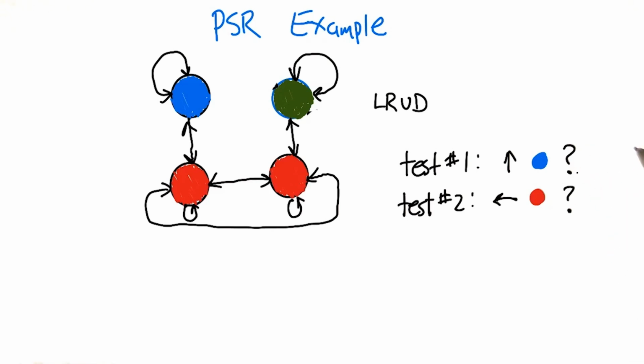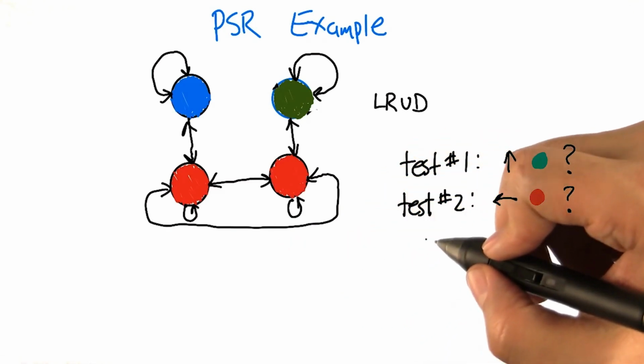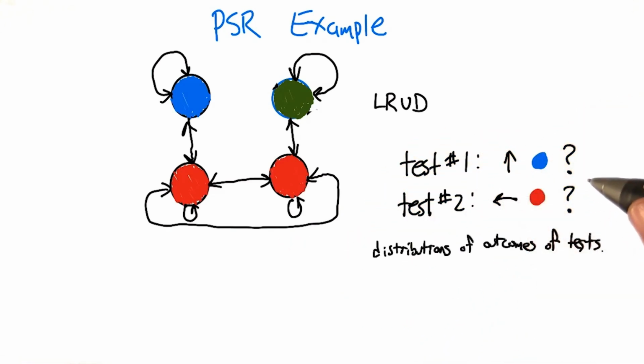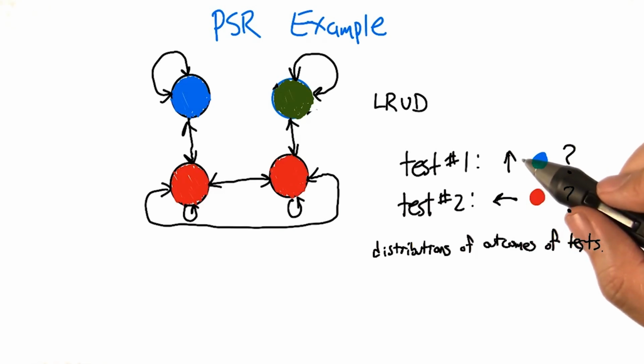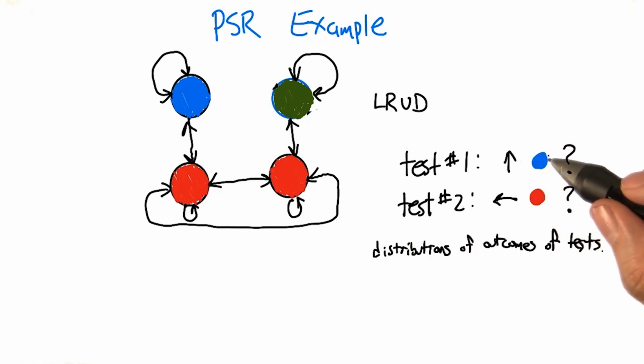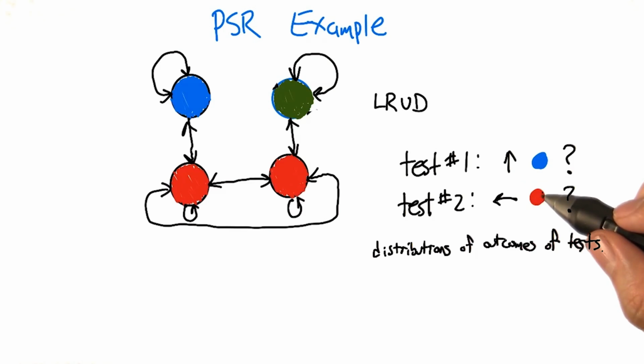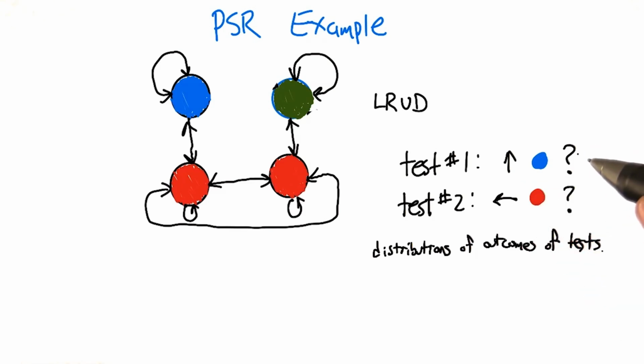Okay, so we're replacing a distribution over states with a kind of distribution over the outcomes of tests that we might take. Yeah, I think that's a good way to think about it. The probabilities we get here don't necessarily have to add up to 1, right? It's sort of independent: how likely is it to see blue when we go up, how likely is it to see red after we go left? But other than that, it is a sort of probabilistic quantity.